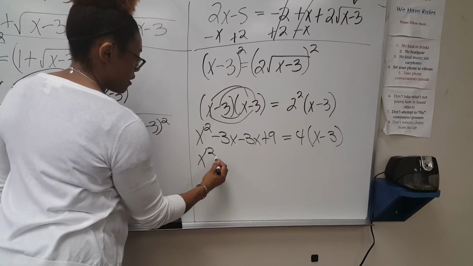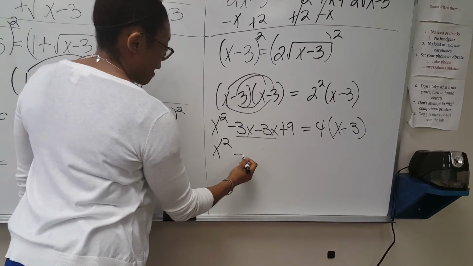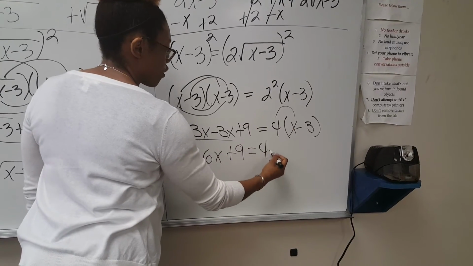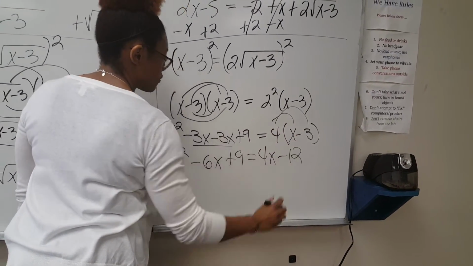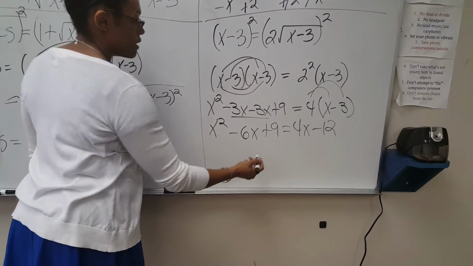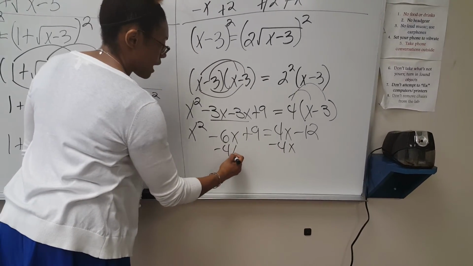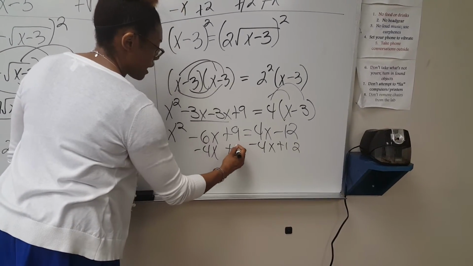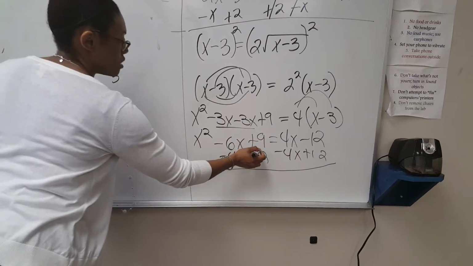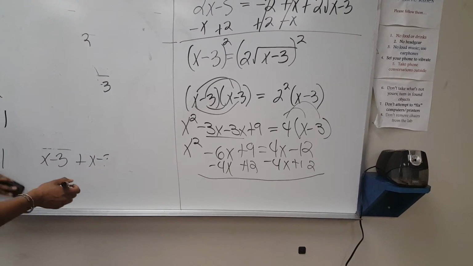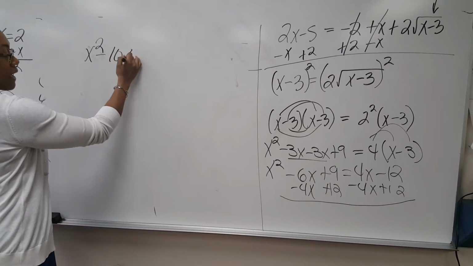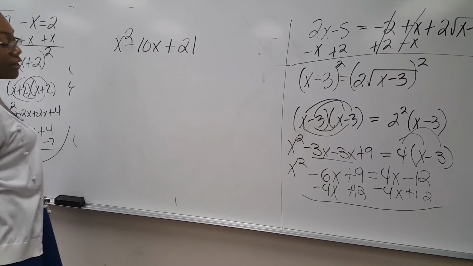So x squared, combine your like terms, minus 6x plus 9 equals, distribute your 4, 4x minus 12. So now I need to bring everything on this right-hand side to the left-hand side. So I subtract the 4x from both sides, and I add a 12 to both sides. Okay? So that'll give me x squared minus 10x plus 21, right?